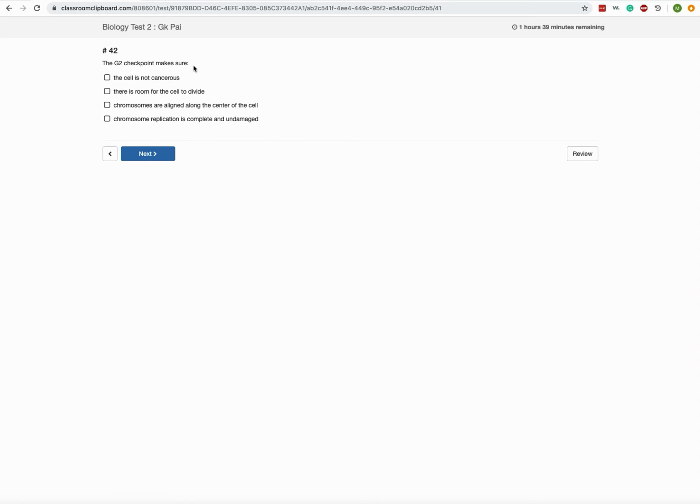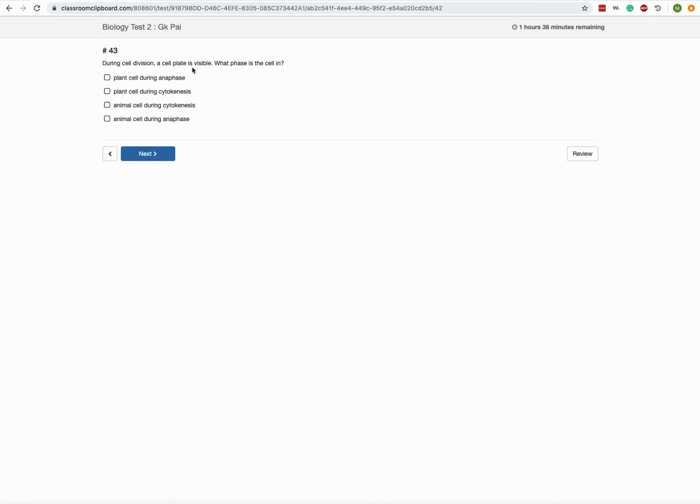The G2 checkpoint makes sure that, ooh, this one's hard for me. So G2, let's reason through this. G2 comes right after the synthesis of DNA. So it's not that the cell isn't cancerous, it's not this one, and this one's the M checkpoint, so it has to be D. And that makes sense because it wants to make sure that the S phase duplicated the DNA properly.